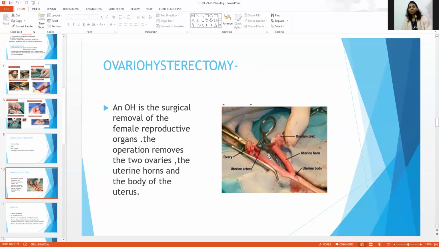Otherwise, what will happen if you miss even a little here? If you miss the ligation of this ovarian artery and uterine artery, then what will happen? Severe bleeding will be there. So be cautious regarding this.